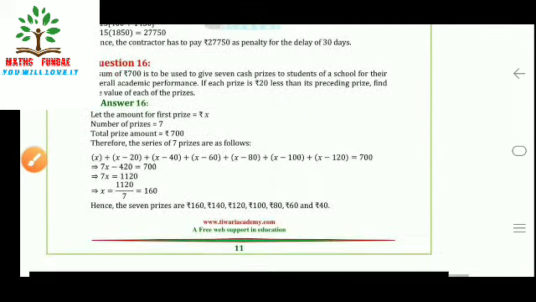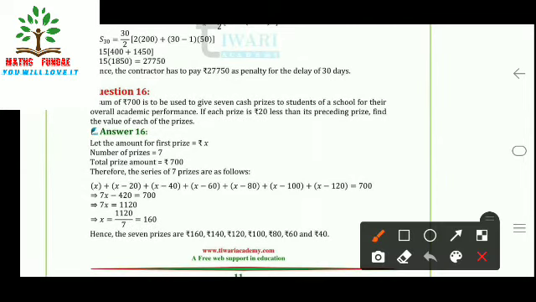Now question number 16. In question number 16, a sum of rupees 700 is to be used to give 7 cash prizes to each student of a school for their overall academic performance. If each prize is 20 less than the preceding prize, find the value of each prize.